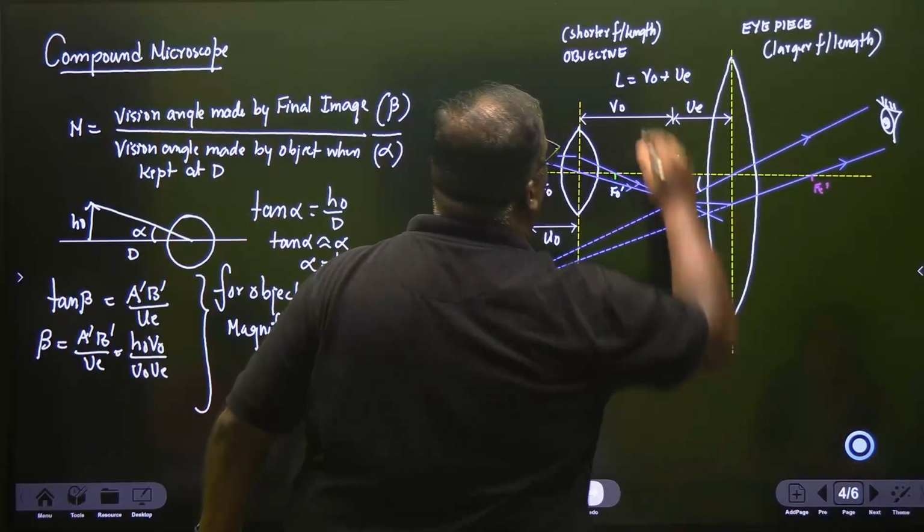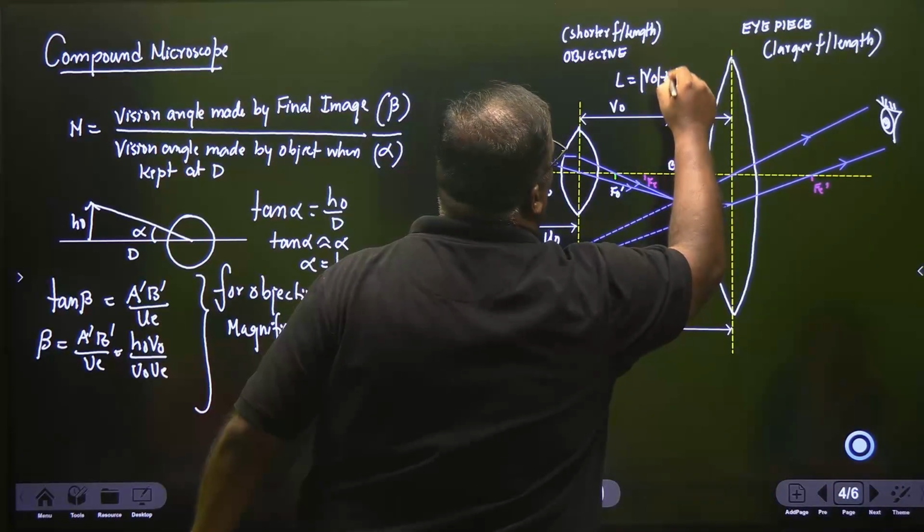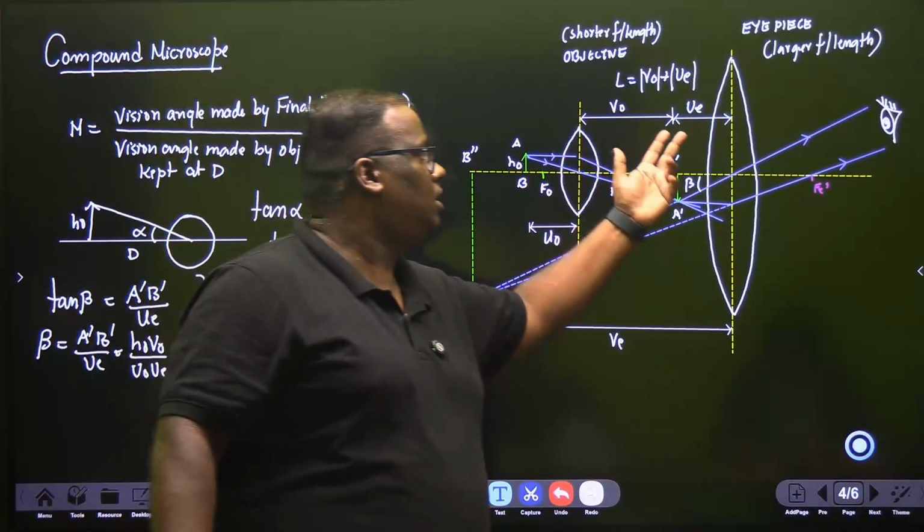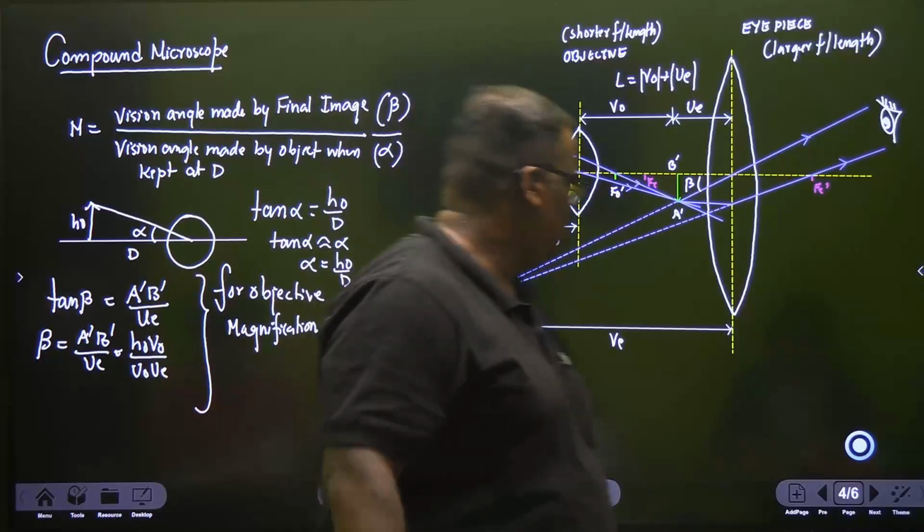When you are talking about length, then we will be using absolute value. Length has nothing to do with plus and minus. We will just take the absolute value.